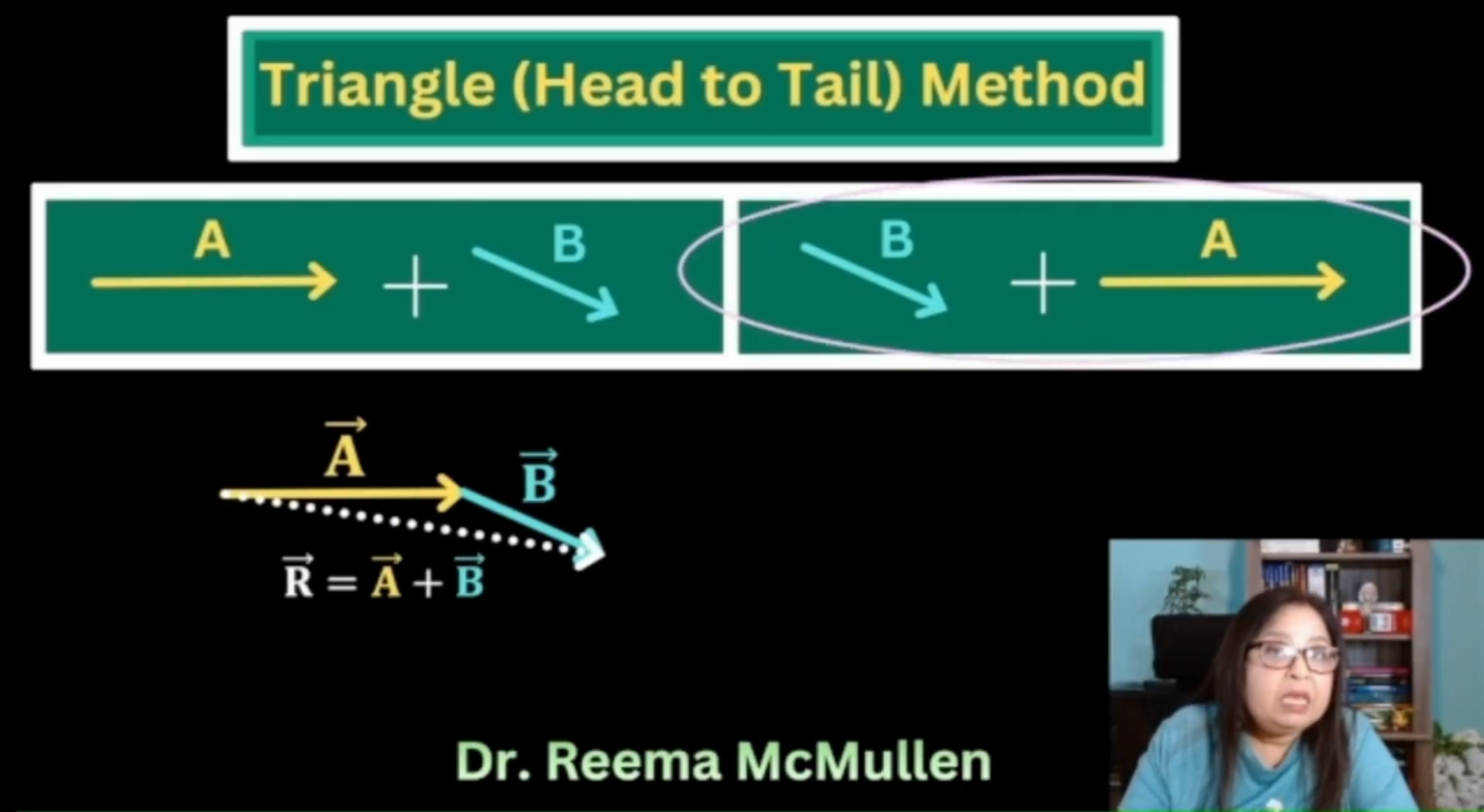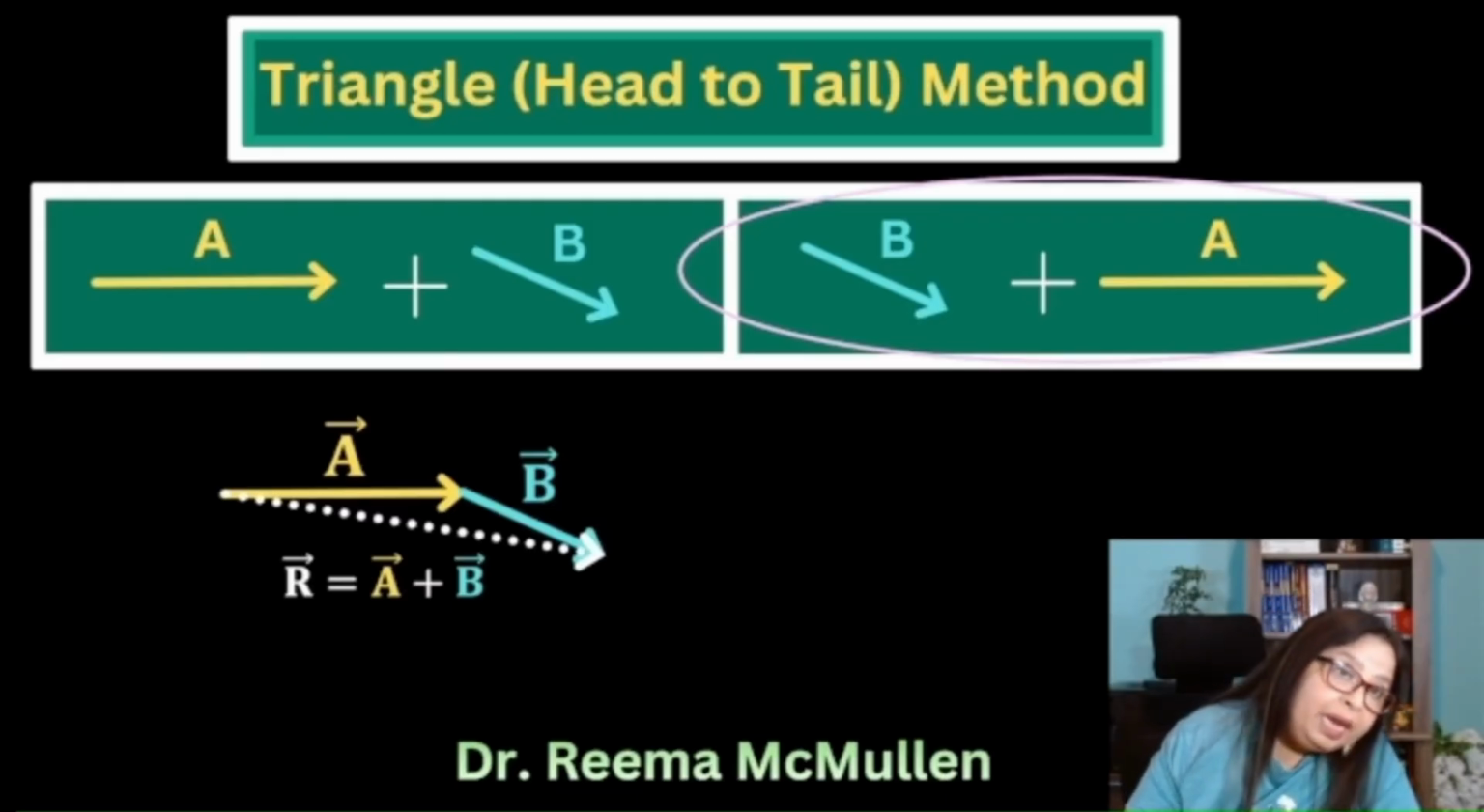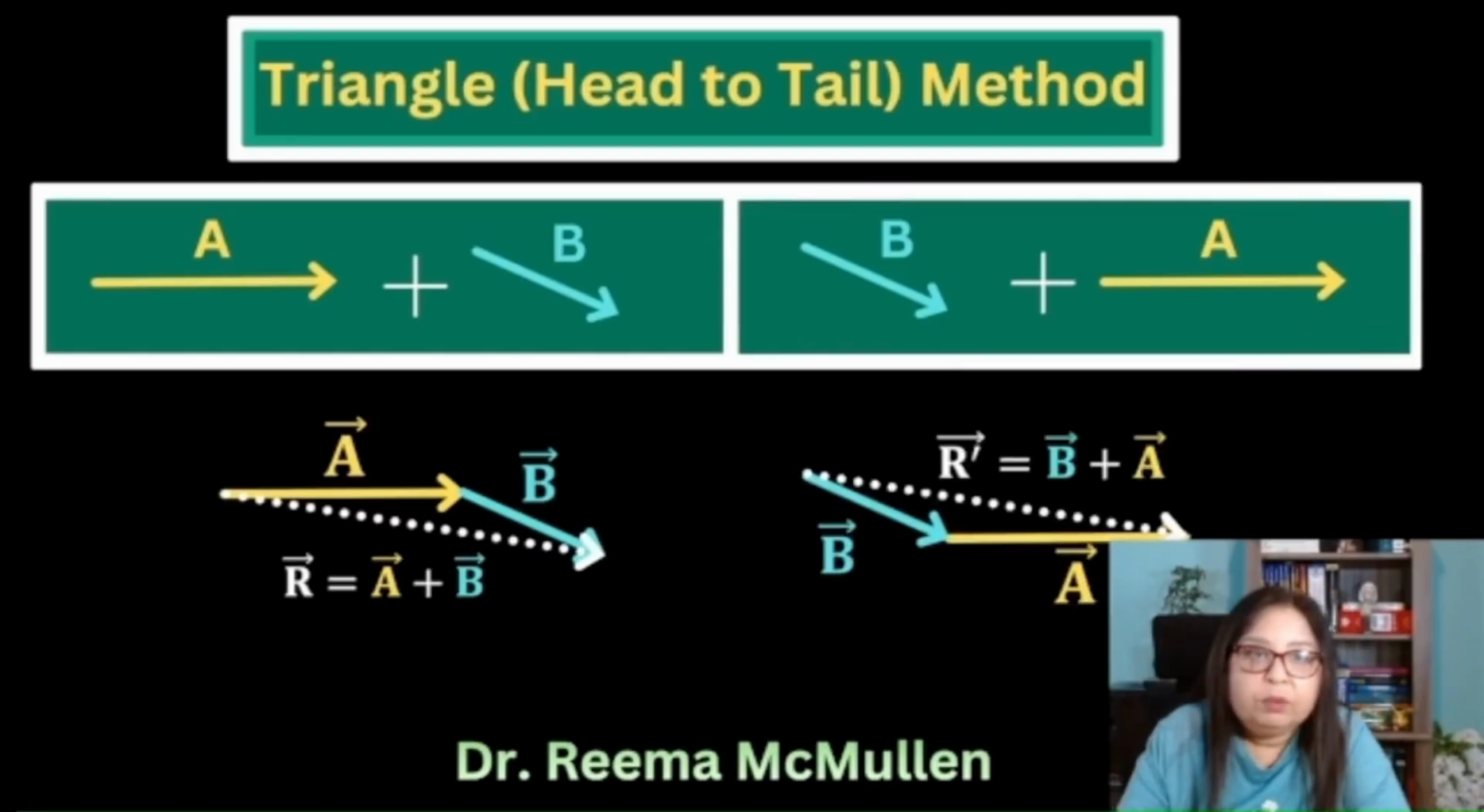We're going to do B plus A instead of A plus B. That means we're going to move vector A parallel to itself until the tail of vector A coincides with the head of vector B. Very well, we do that. And then we draw a third vector going from the tail of vector B to the tip of vector A and call that vector R prime. And that is equal to B plus A.